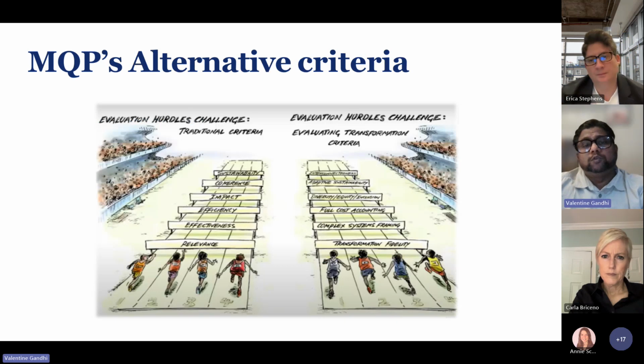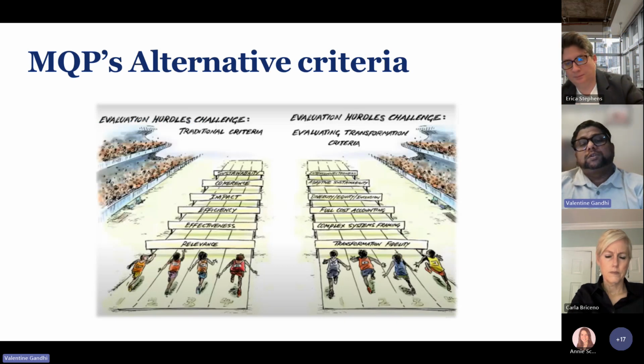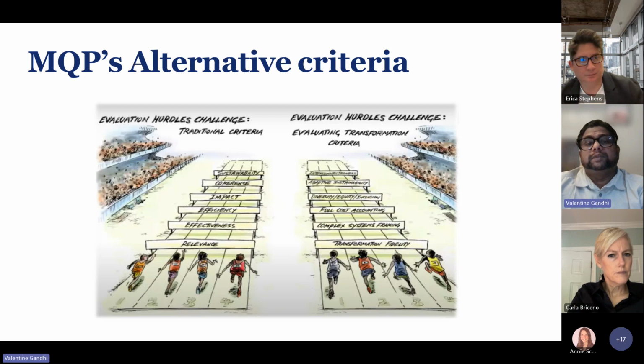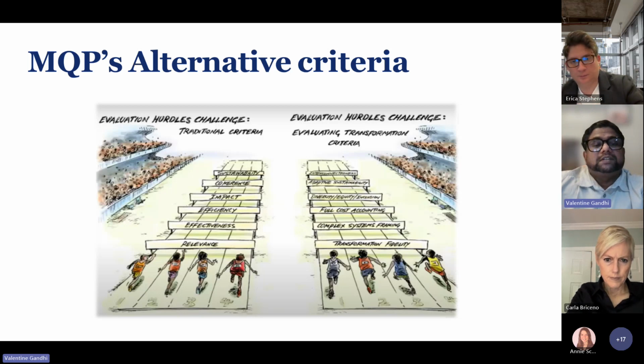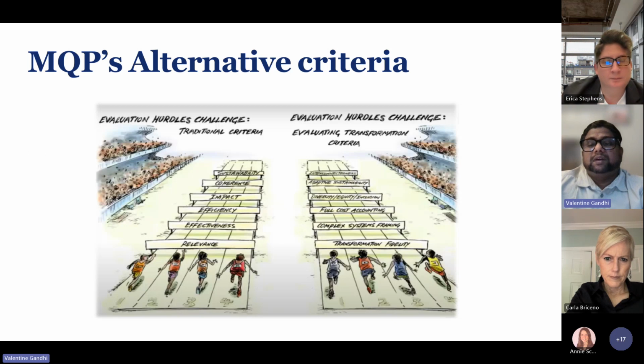So MQP, in his Blue Marble evaluation, proposes alternative criteria. This is part of the paper that we presented jointly, but this is his own thing, so I can't take credit for this. Instead of relevance, he's talking about transformational fidelity. Instead of effectiveness, he's talking about complex systems framing. All of this is not new, especially for those of you who work in complexity-aware monitoring or third-party monitoring. I'm pretty sure you are aware of these principles.